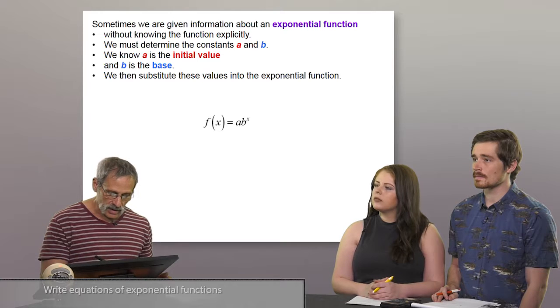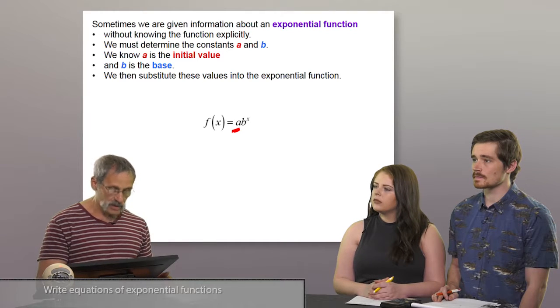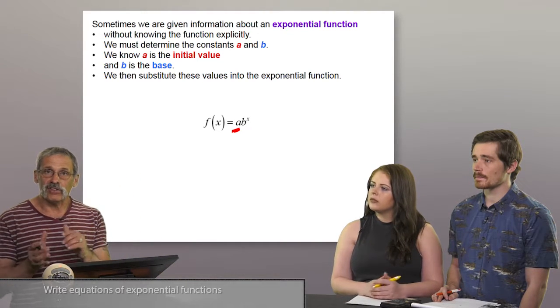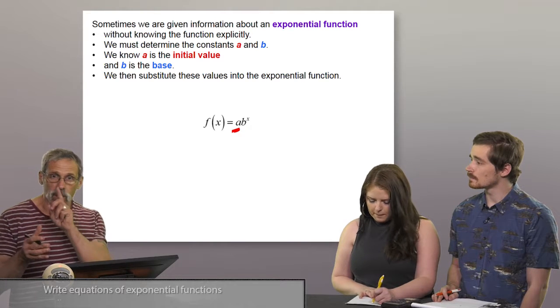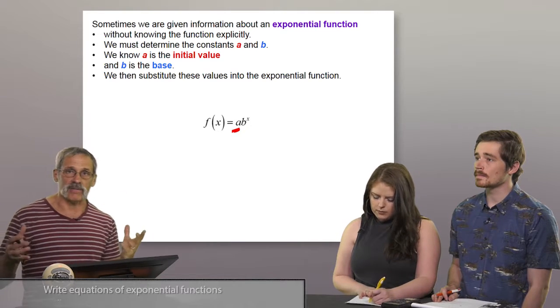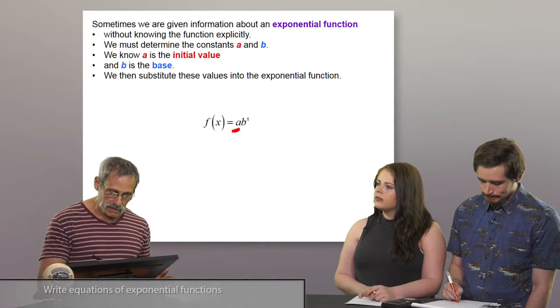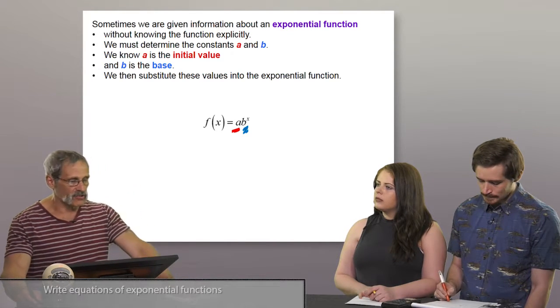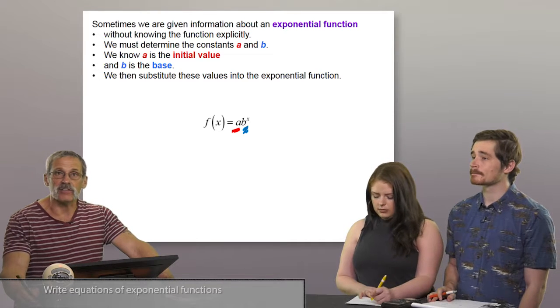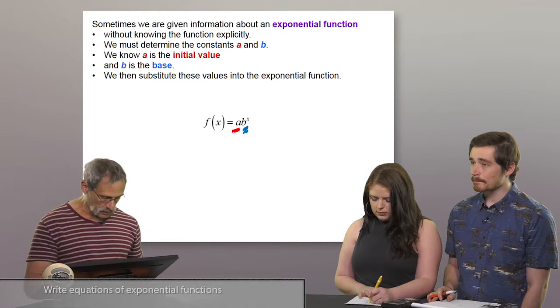Now a, that's just the initial value, so that if you put in a value of 0 for x, b to the 0 is 1, and the function kind of breaks down to f of x equals a. And then if you take a look at b, well, b is the base. So our goal is to find a and b and substitute the values into the function.